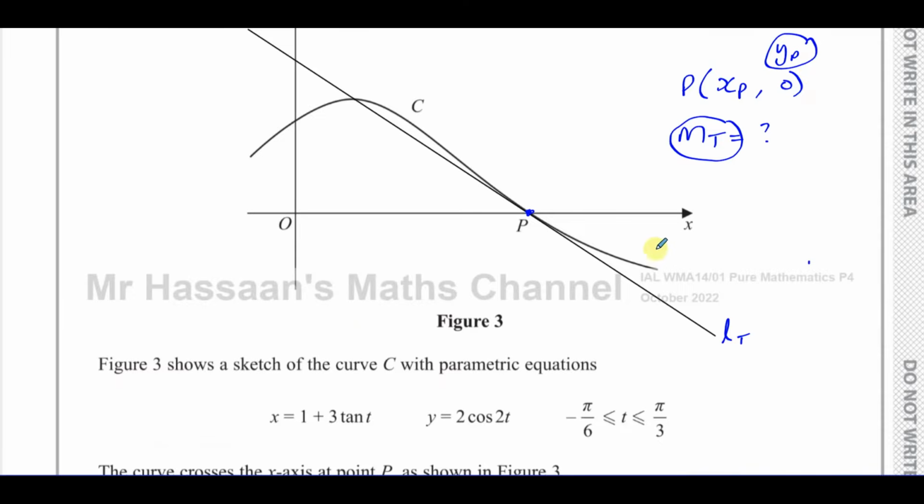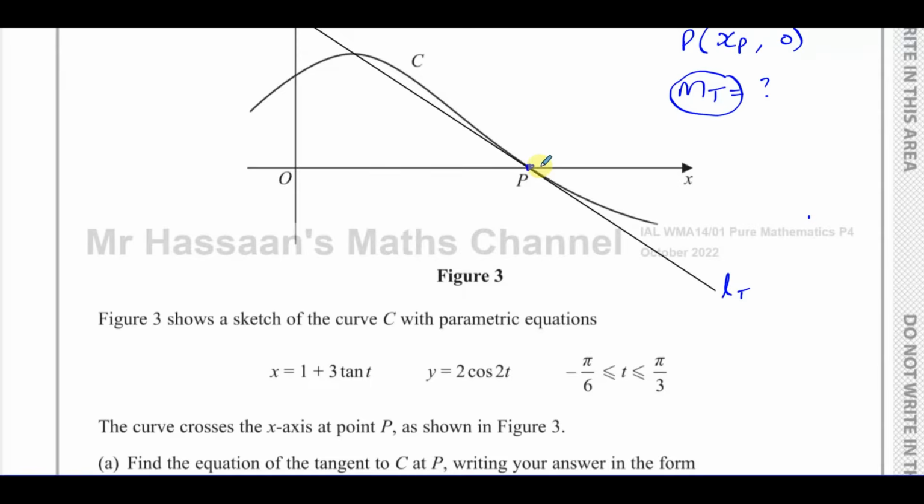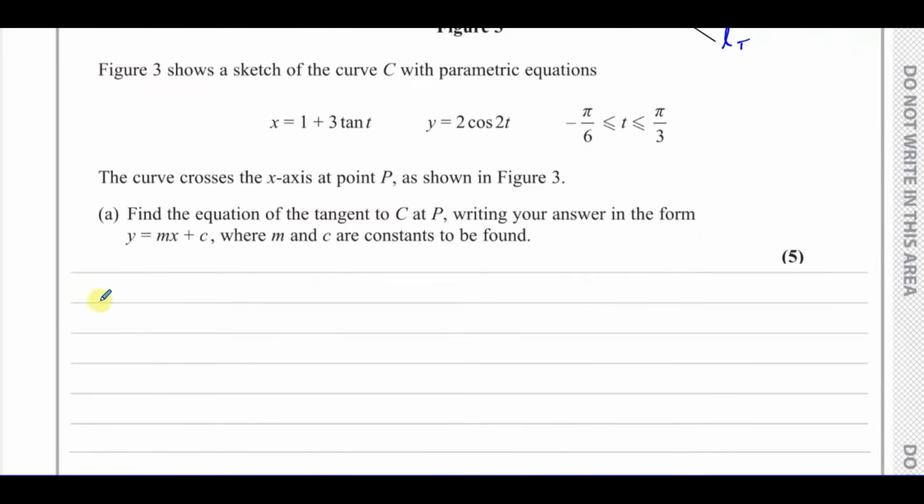We have the y coordinate, 0, as I wrote down. We need the x coordinate. We don't know the value of t at P. However, we know at P, y equals 0, as we just mentioned. So I know that at P, y equals 0. So 2 cosine of 2t is equal to 0.